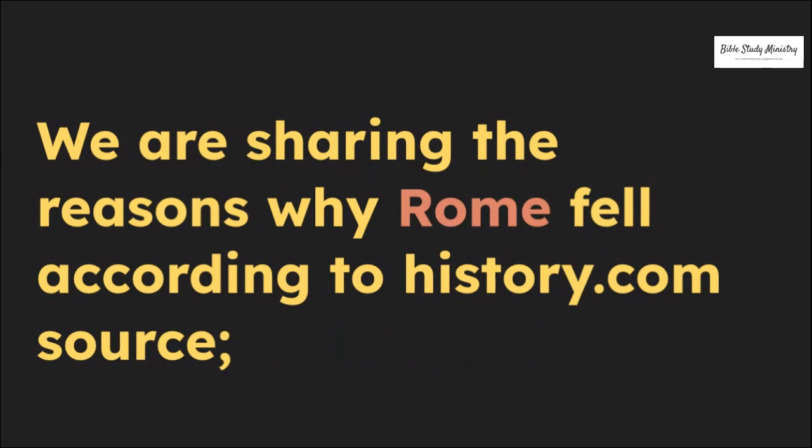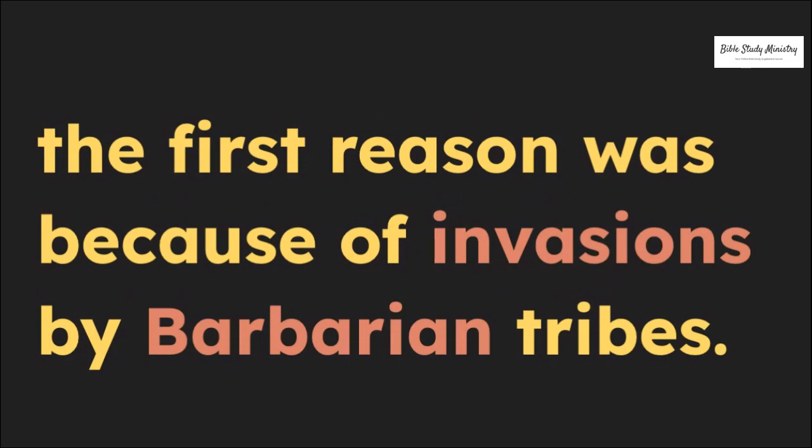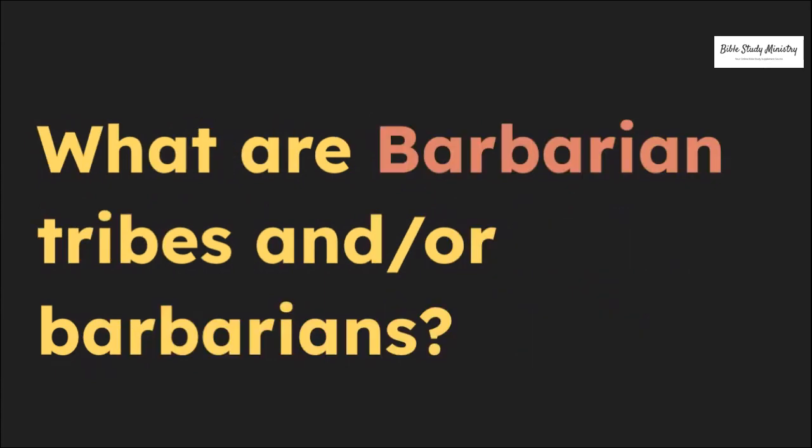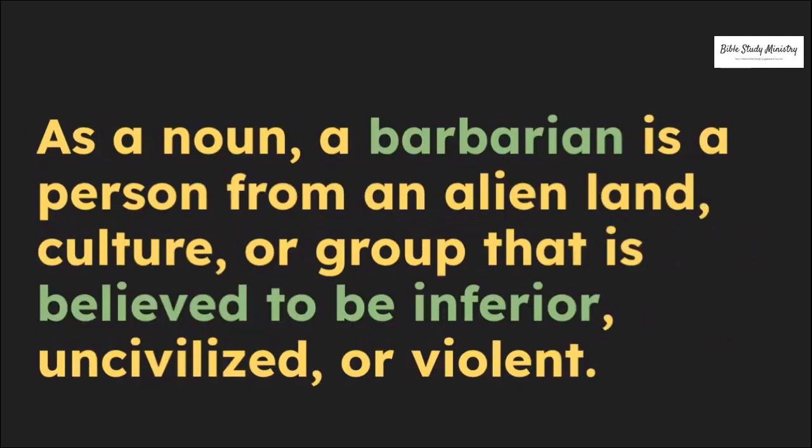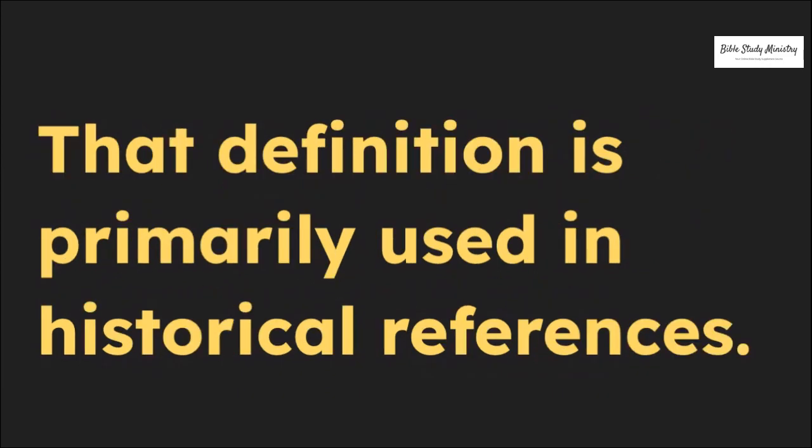We are sharing the reasons why Rome fell according to website history.com as the source. The first reason was because of invasions by barbarians. What exactly are barbarian tribes and are barbarians? As a noun, a barbarian is a person from an alien land, culture, or group that is believed to be inferior, uncivilized, or violent. That definition is primarily used in historical references.